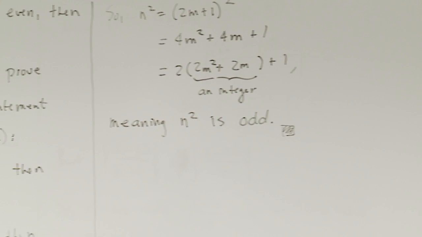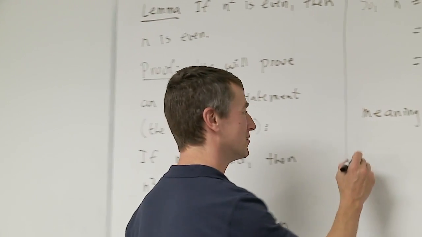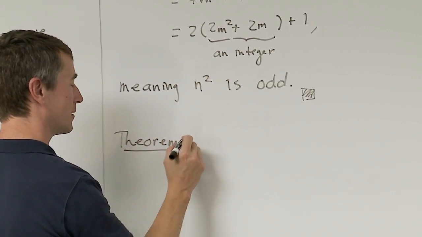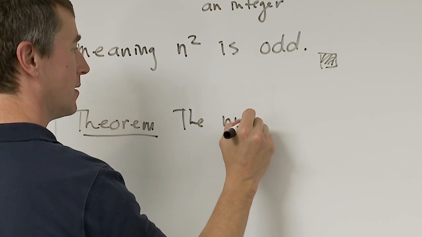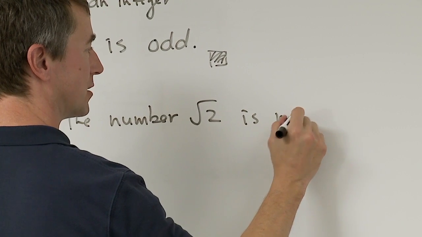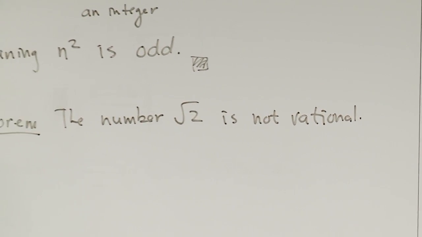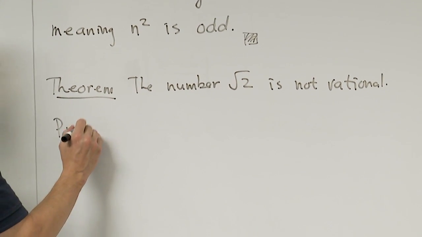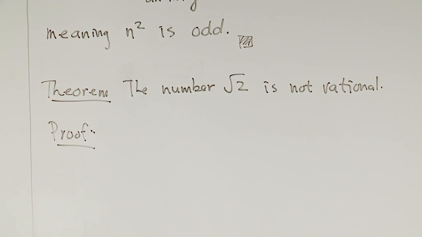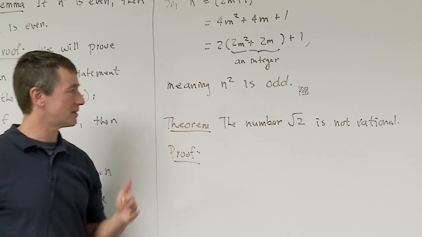So this lemma is somehow going to help us prove that the square root of 2 is an irrational number. So that's now our big theorem. And I will actually call it a theorem because it's that important. The number square root of 2 is not rational. That's the theorem we're going to try to prove now, using our lemma along the way. And you might be wondering, why did I say the number instead of just writing square root of 2 is not rational?